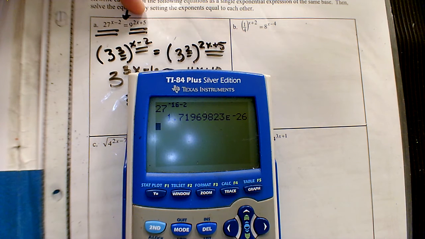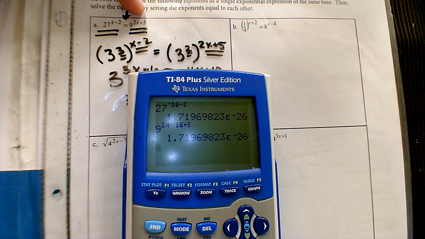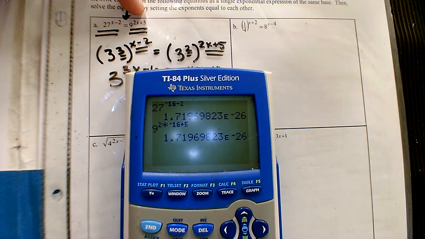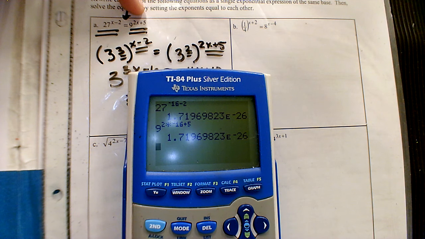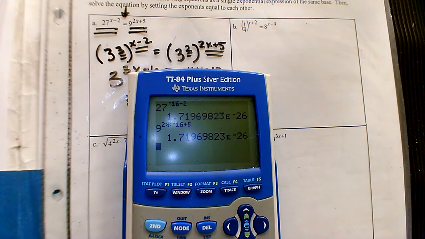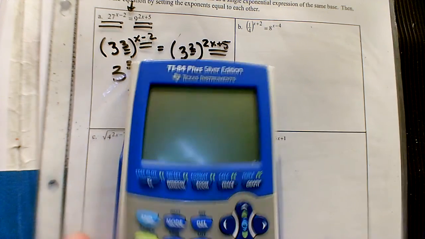I'm then going to test the right-hand side. So I'm going to type in 9 to the power 2 times negative 16 plus 5. And notice how I get the same thing. So you're trying to figure out what is the x value that you could plug in that would get both sides to be exactly the same. And you can always check your work. All right, so it looks like we did our algebra correctly.